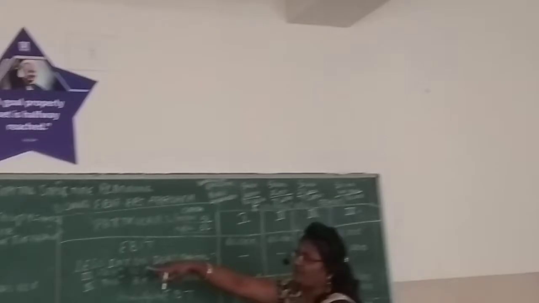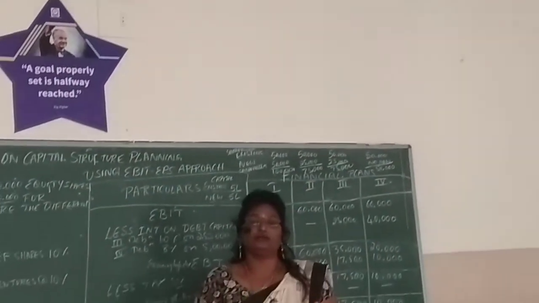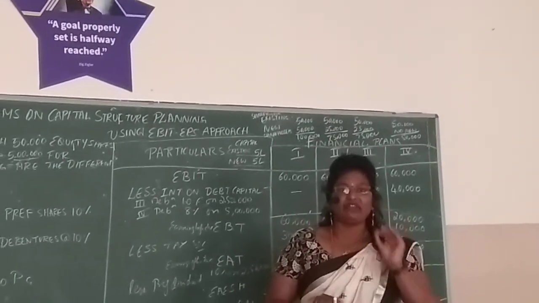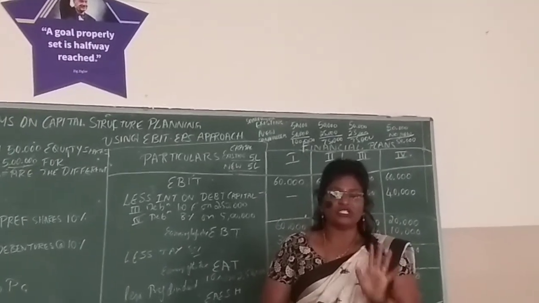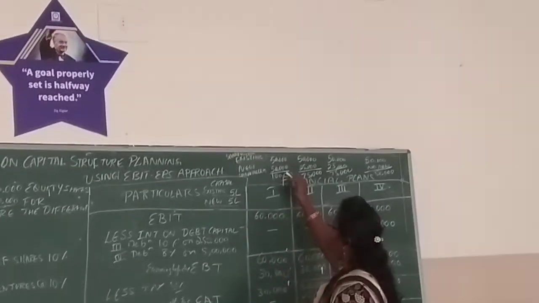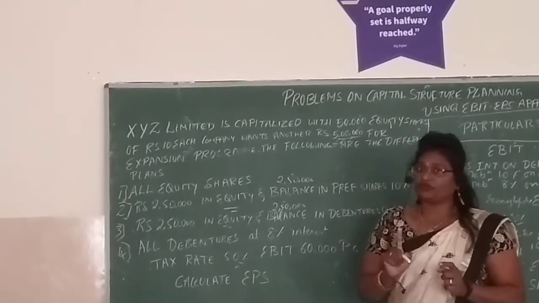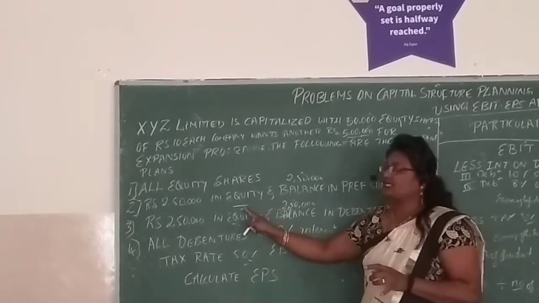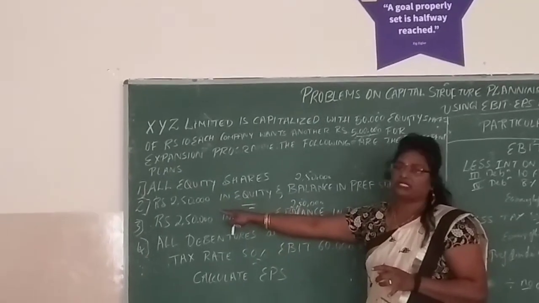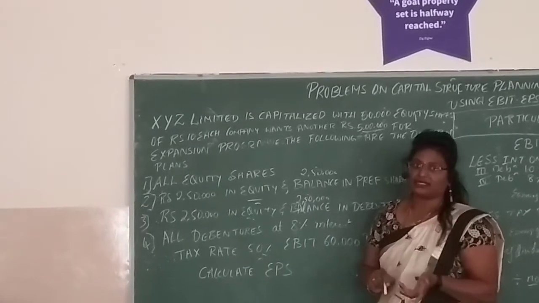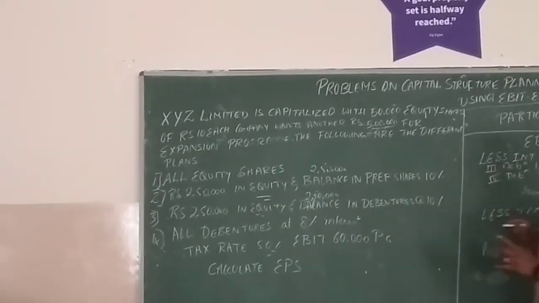Because plan 1 says all equity shares, no preference dividend, no debentures. So all shareholders only. 5 lakh was the capital required. 5 lakh divided by 10 rupees, you get 50,000. So 50,000 equity shareholders have been added in plan 1. Plan 2: 50%, that is 2,50,000, is equity. So we are trying to find out the number of shareholders. 2,50,000 rupees we are raising through equity, so 2,50,000 divided by 10, 25,000 shareholders have been added in plan 2.